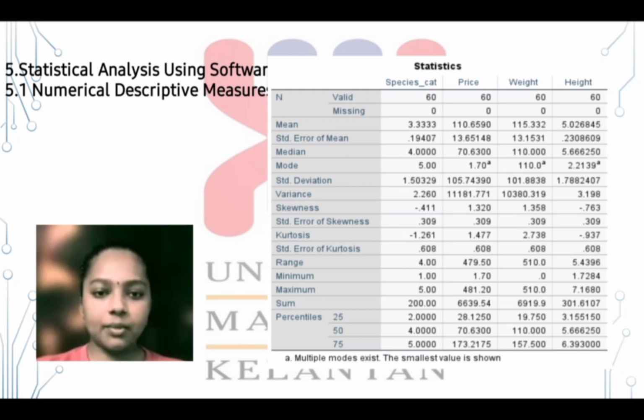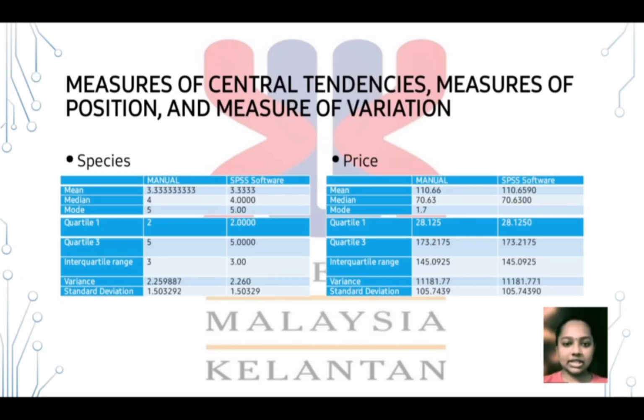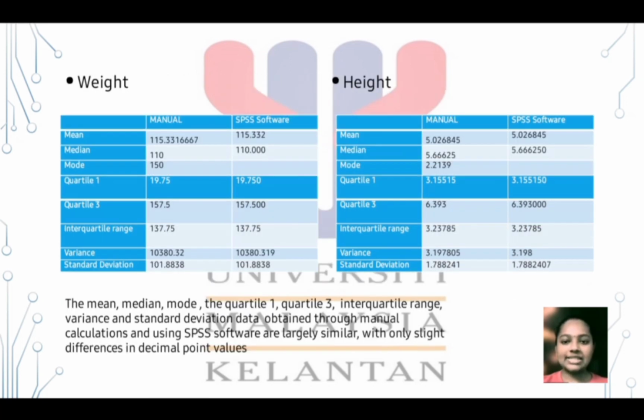Now I will be discussing the statistical analysis using software. We will begin by comparing the result of manual calculation and those obtained using SPSS software. As you can see from the data provided, the mean, median and mode values are largely similar, with only slight differences in decimal point values. The same can be said for the quartile 1, quartile 3 and interquartile range data. Additionally, we can see that the variance and standard deviation values also have minimum differences.